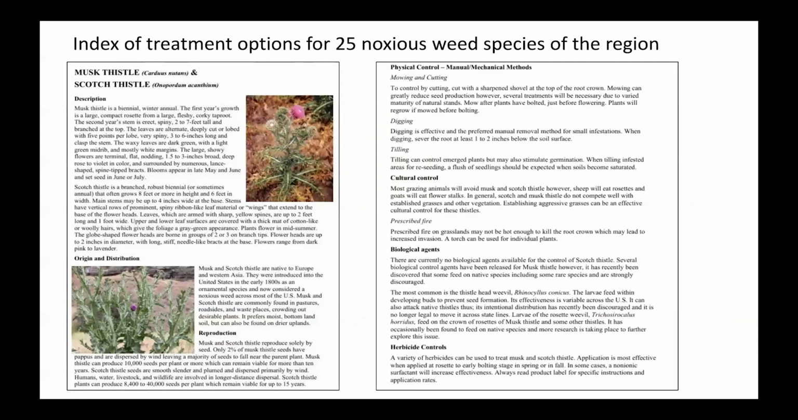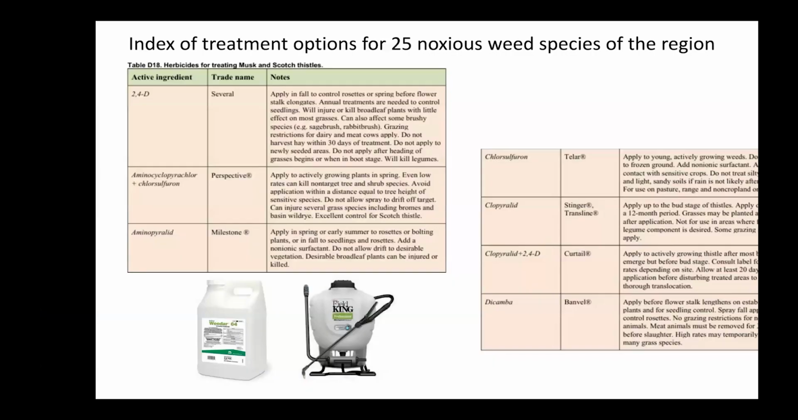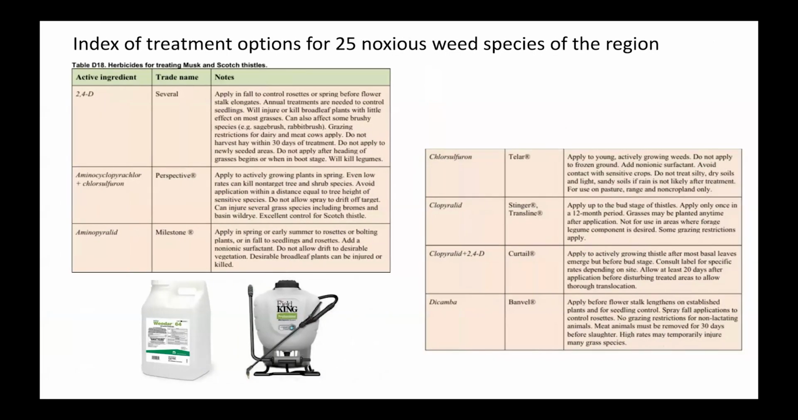And then we also have an index that lists treatment options for 25 different noxious weed species. And then we're continuously adding onto this ourselves as we find new weeds that we think need to be in our plan. So it talks about our physical, cultural, biological, and herbicide controls, along with some background info. And then for each of those species, it gives us more detailed options for herbicide control. And this allows us to make sure that if we do need to use herbicides, we're using the most effective ones to limit the amount of herbicide that we use at the end of the project.